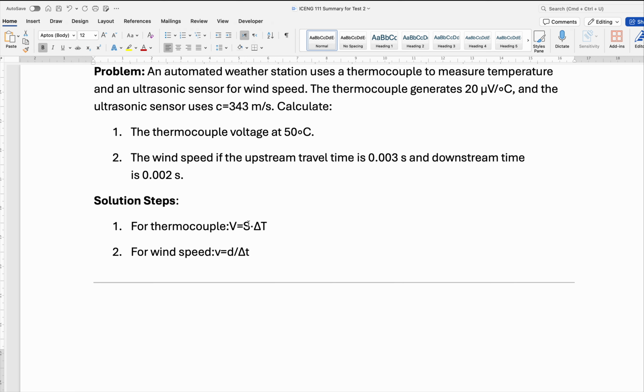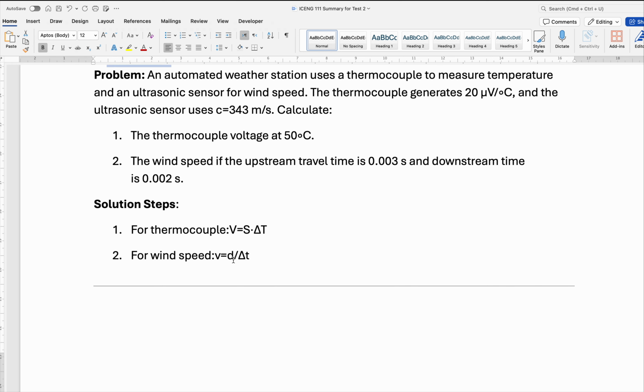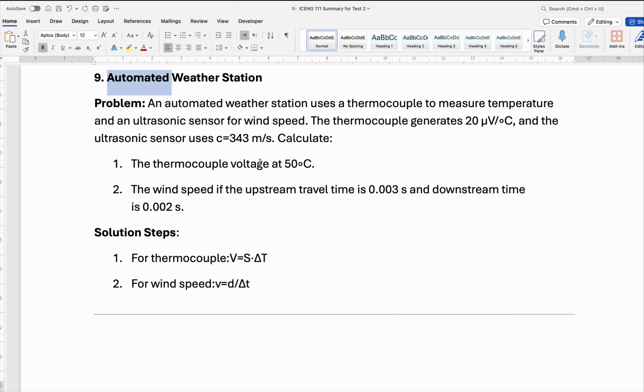So this is what we have here, and for the wind speed, V is equal to d divided by delta T, which is the simple equation of distance, velocity, and time. Now let's go back. So what is the question? Calculate the thermocouple at 50 degrees centigrade. So initially, what was the temperature? I'm not sure that's mentioned here.